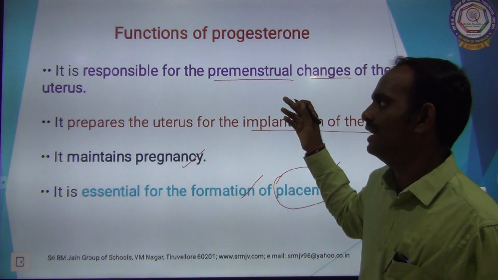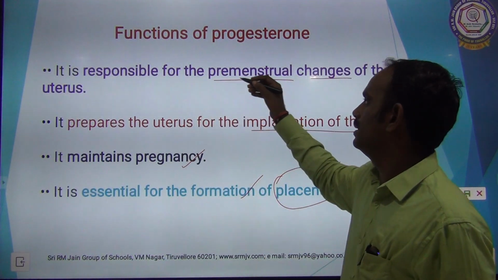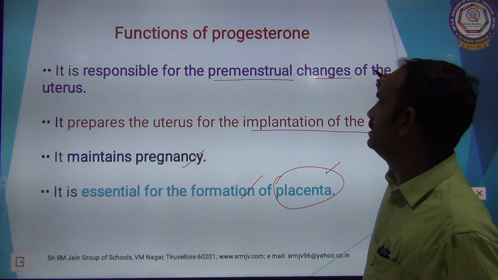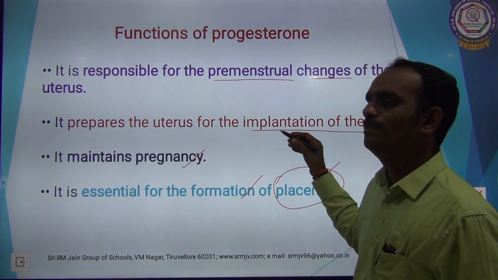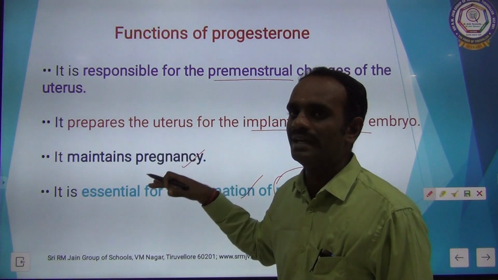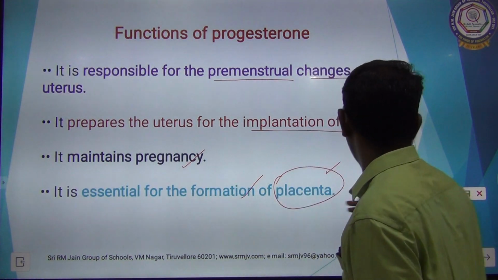So, progesterone has 4 important functions. First one is, it is responsible for the premenstrual changes in the uterus. It prepares the uterus for implantation. It maintains pregnancy, and also it is essential for the formation of placenta.